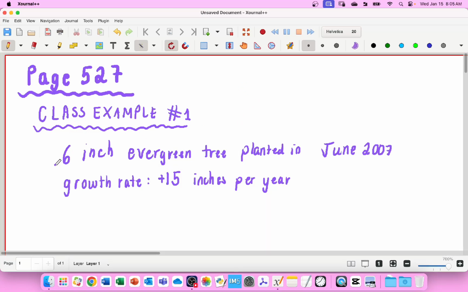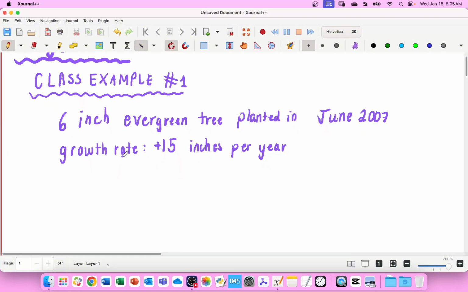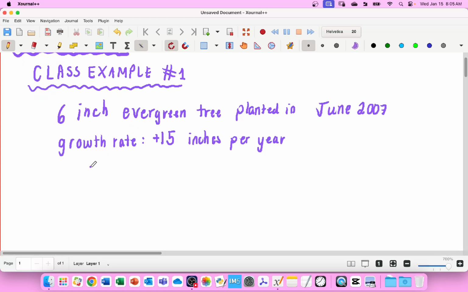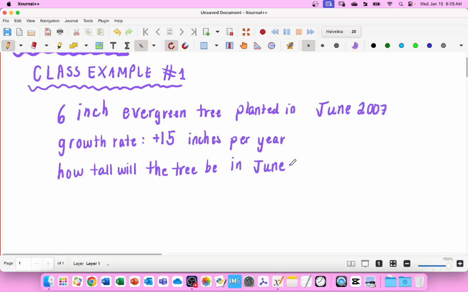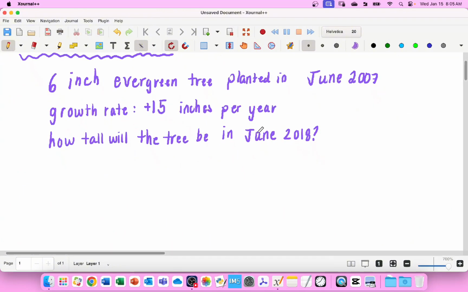So this tree gets planted. It's originally 6 inches tall. It's gonna grow 15 inches per year. 2 students are asked to determine the height of the tree in June 2018. So how tall will the tree be in June 2018? Okay, cool. So we can use arithmetic sequences to deal with this.